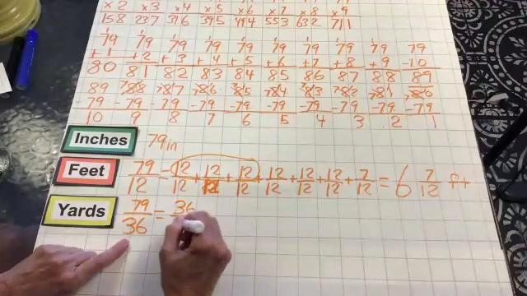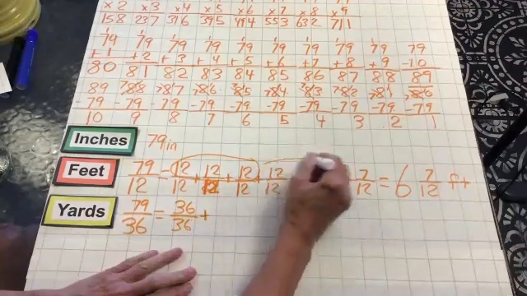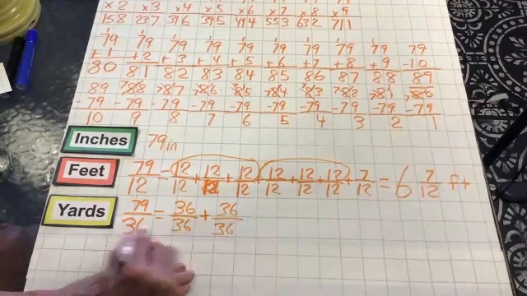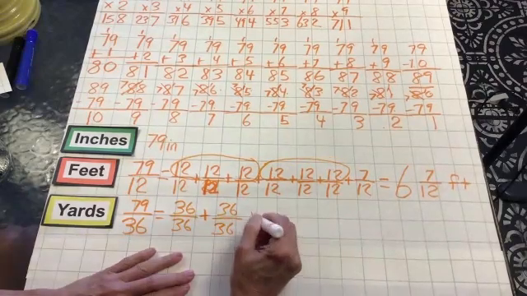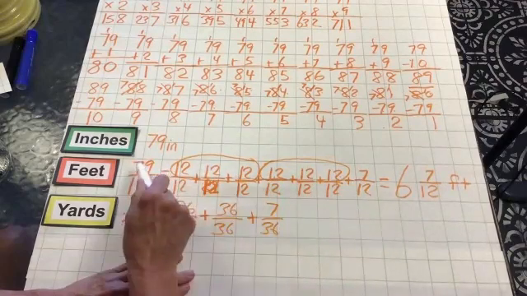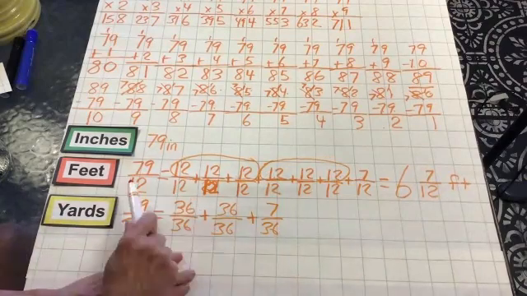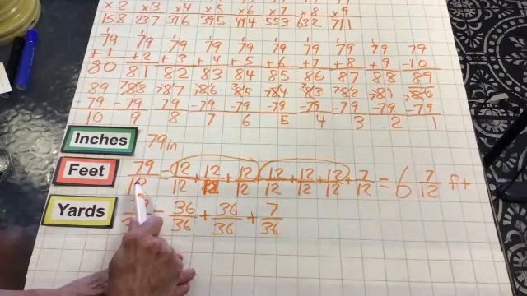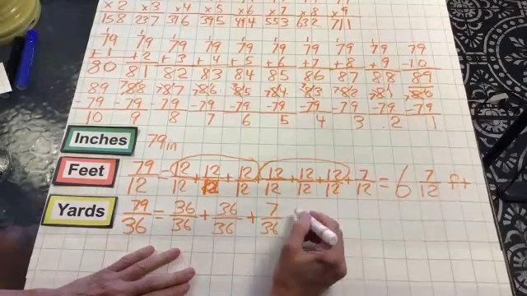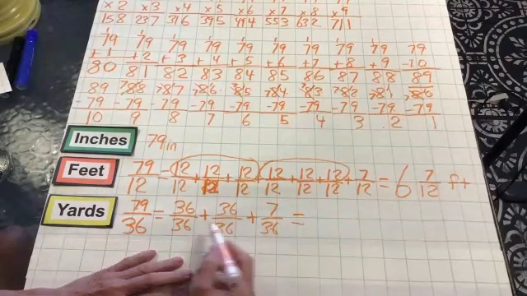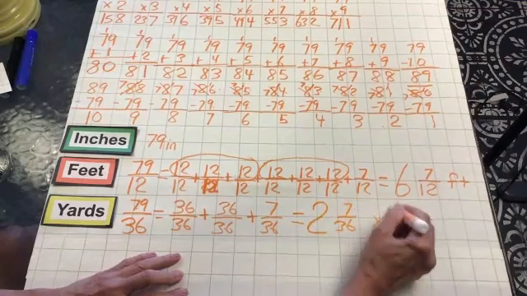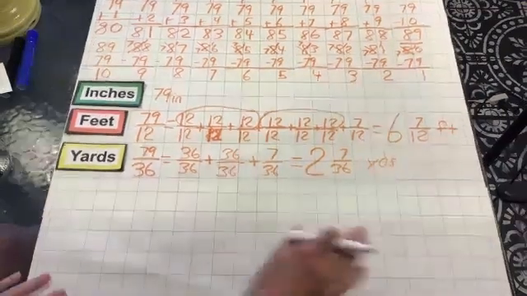So we have 36 over 36, plus we have 7 more, 7 over 36, keeping our yards in 36. The top numbers need to add up to our top number, which is 79. Depending on what length of linear measurement we're using, for feet we have 12 on the bottom, for yards we have 36, because that's how many inches it takes to make those. So we have 2 whole and 7 thirty-sixths yards. And that's all we wrote for our standard form of measurement.